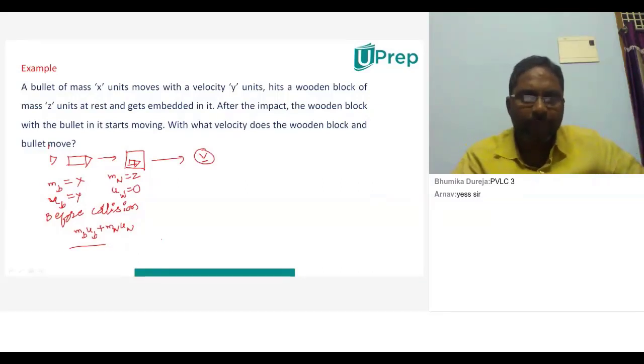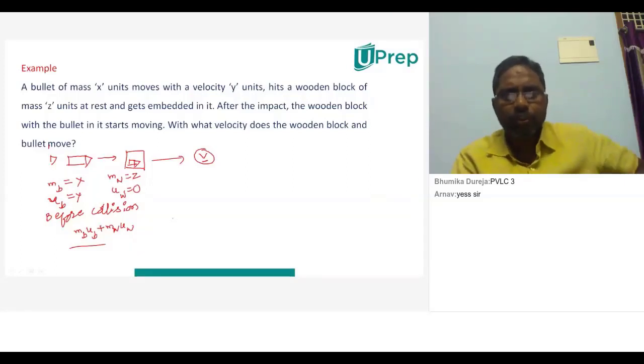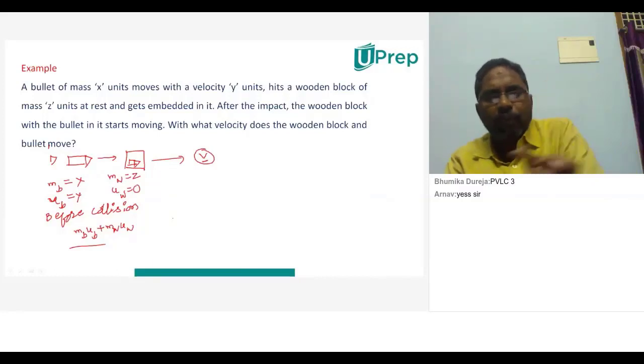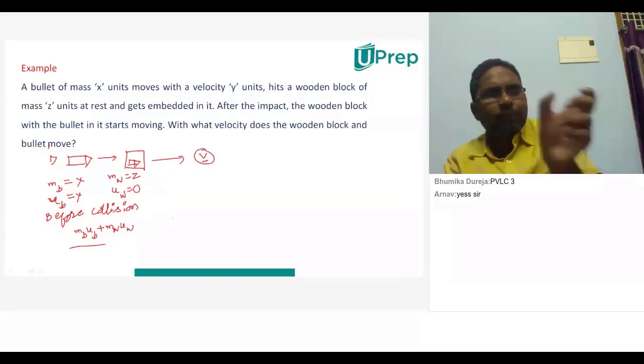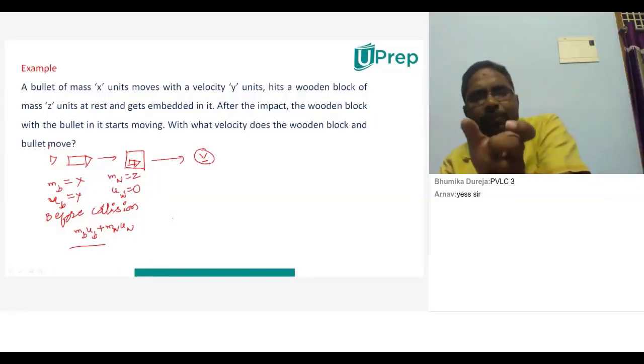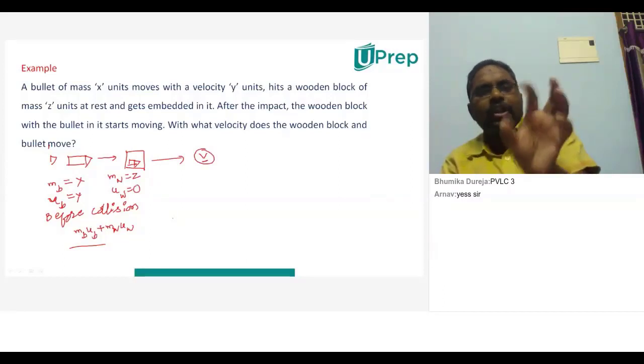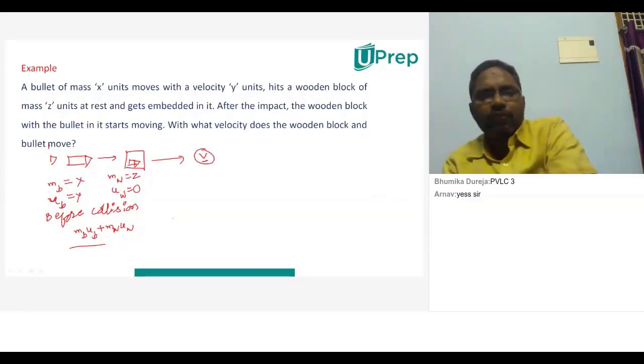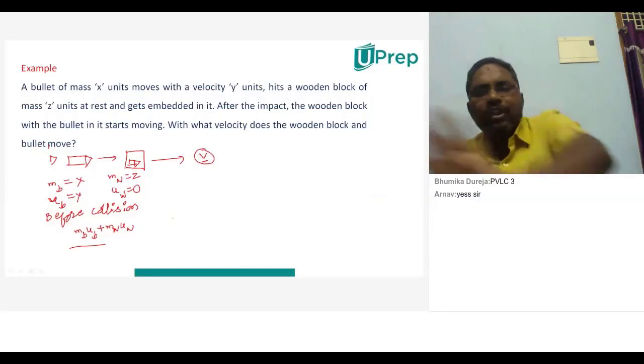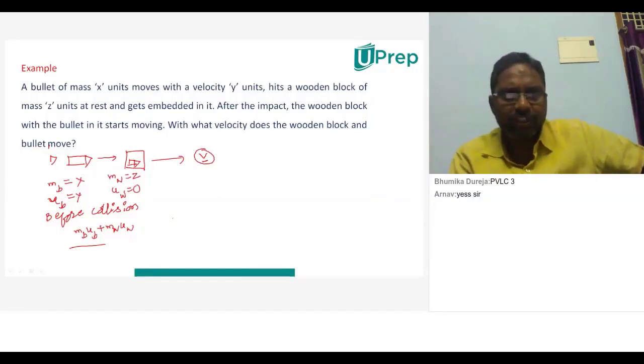Initial momentum of the wooden block. Very good. So totally, what I wrote before collision, the initial momentum for the bullet and the initial momentum for the wooden block, must be equal to the momentum after collision. That's it. Isn't it?